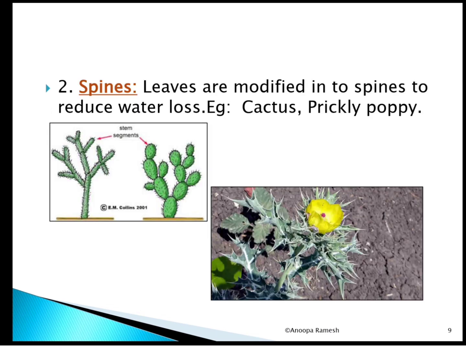Second one is the spines. Here the leaves are modified into spines, and this is to reduce the water loss. Usually spines, or modified leaves as spines, are seen in cactus and prickly poppy. These are the two examples of modified leaves as spines.